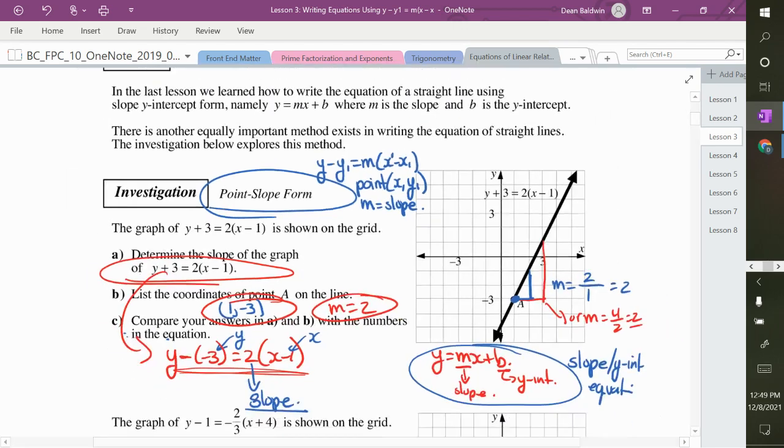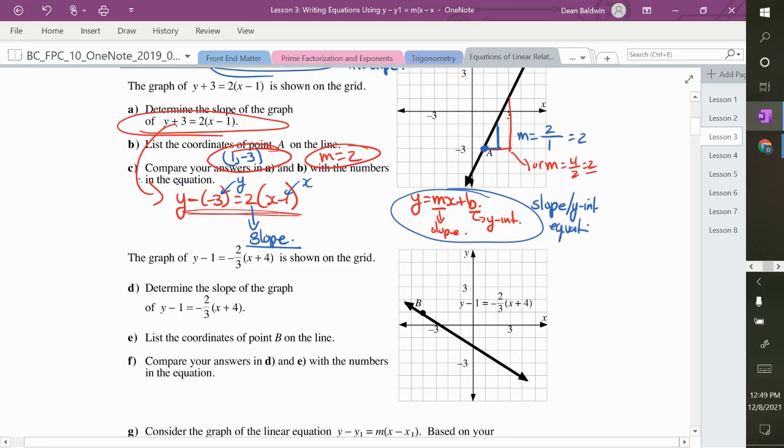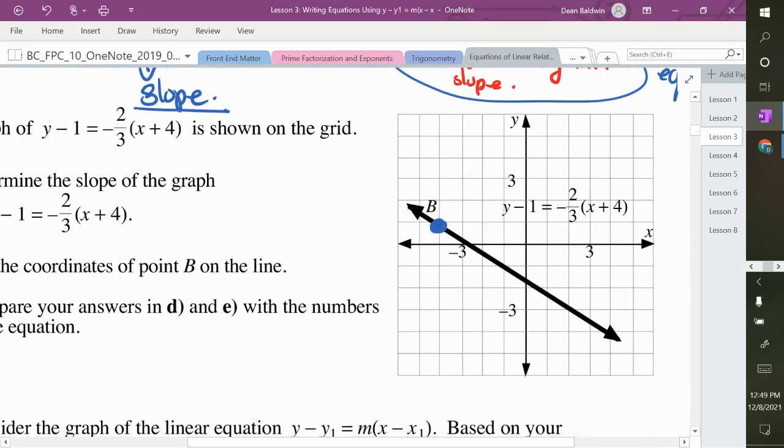So if you look at this next equation, what are the coordinates of point B? B has coordinates -4 and 1. There's -4. It's hidden. It's like x minus -4. There's your 1. And your slope, even though you don't need to calculate it, we can test it. I draw a triangle like that. I went down 2. If you go down, it's negative, and we went to the right 3, so -2/3.